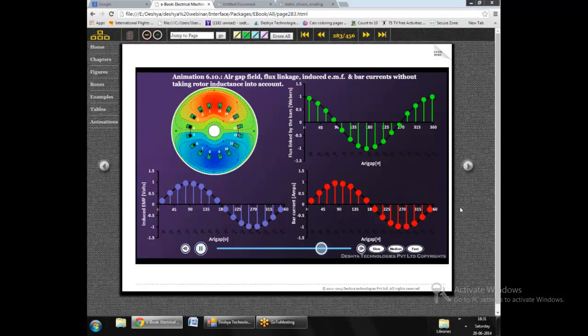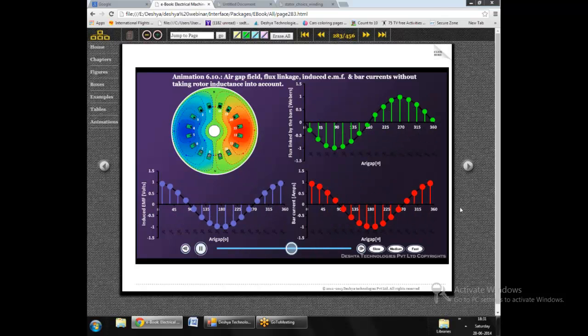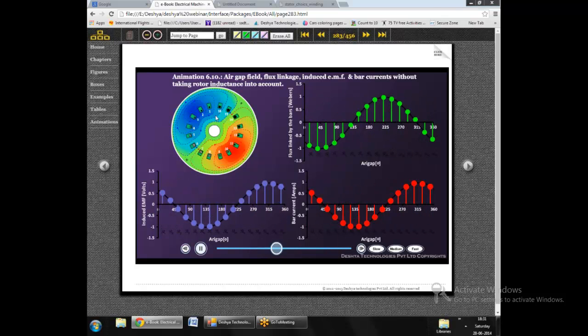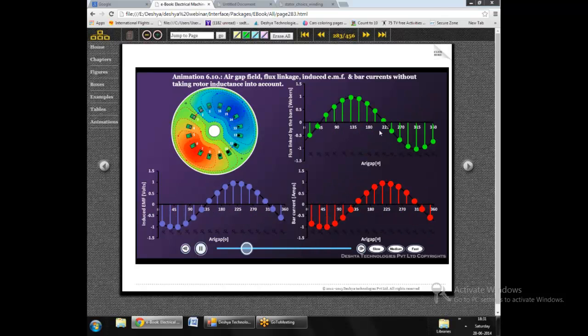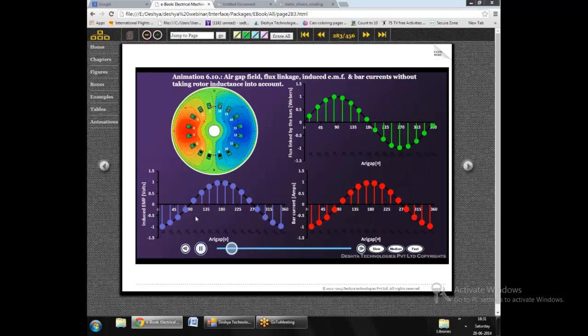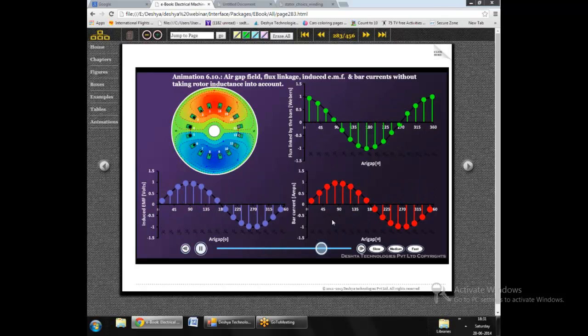And this animation here gives us a complete overview of how various phenomena take place inside the machine. So on the left we can see that the stator's magnetic field is rotating, which results in currents in the rotor bar. And this second animation in the first row shows the flux linked by the rotor bars, and due to this flux linkage we have induced EMF, which is shown in animation 1 in the second row, and due to this induced EMF in each and every bar of the rotor, current flows through the bars, and this is shown in animation 2 in row 2.